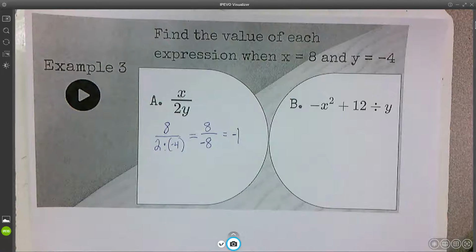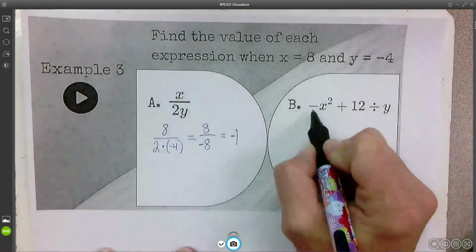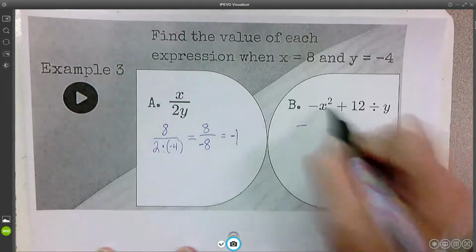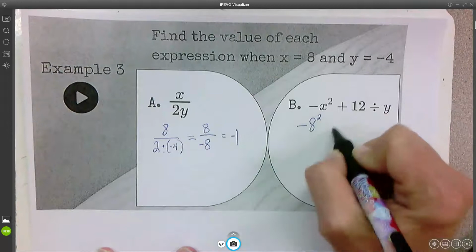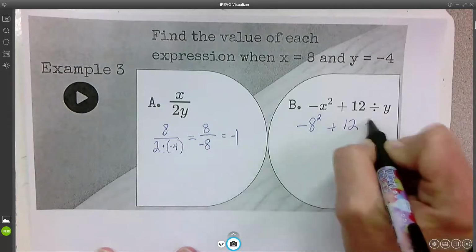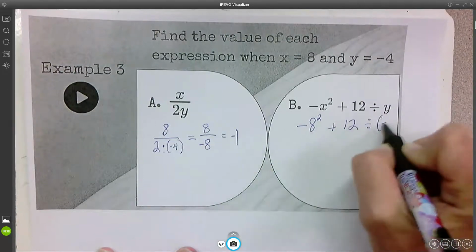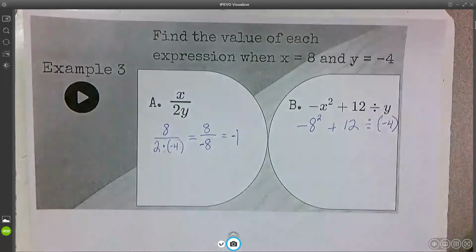Okay, now moving on to B, this one's a little bit more complicated, but just like before, I rewrite the problem, substituting in the values for each variable. So this is the opposite, or -x, which is 8, squared, plus 12 divided by y, which in this case is a -4. So here I have exponents, addition, division. So order of operations tells me to do my exponents first.